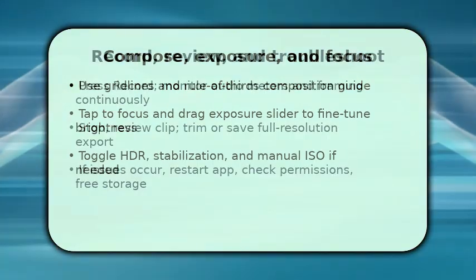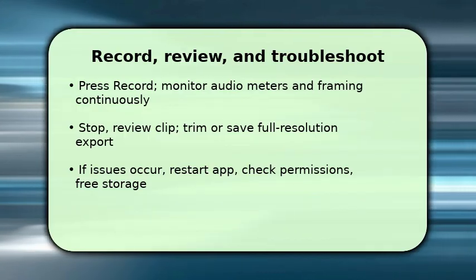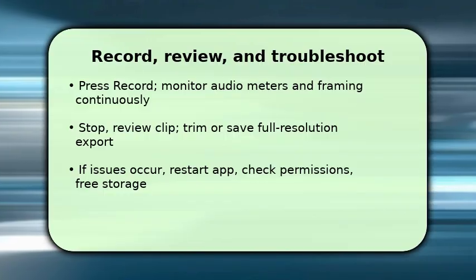Press record and keep an eye on framing and audio meters. Adjust framing or levels on the fly if needed. When finished, stop recording and immediately review the clip and playback. Use the built-in trimmer to remove unwanted starts or ends, then export at full resolution if satisfied.